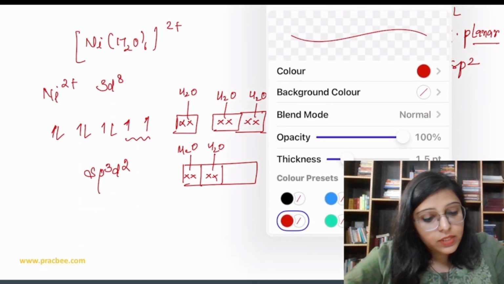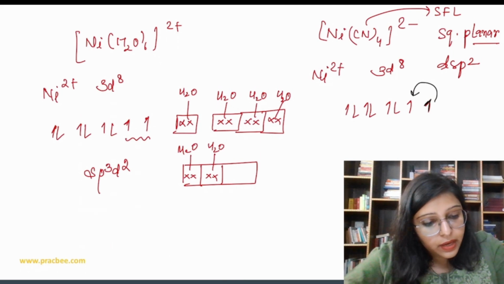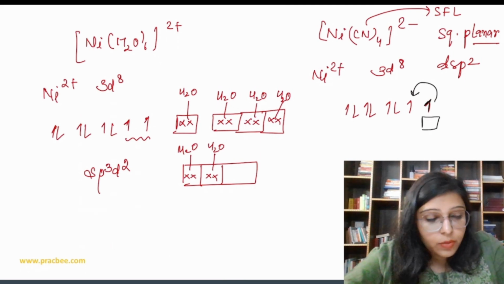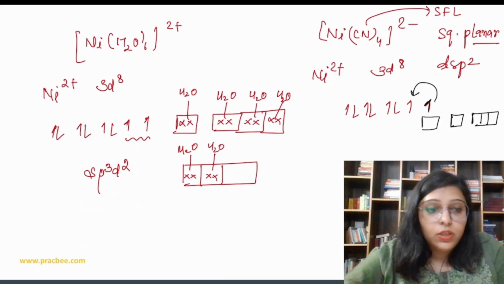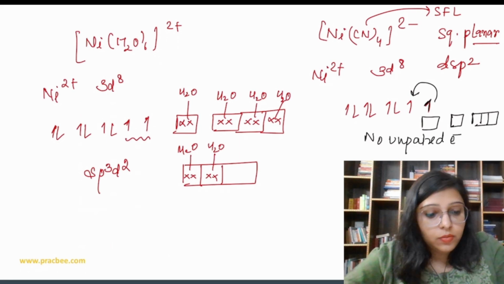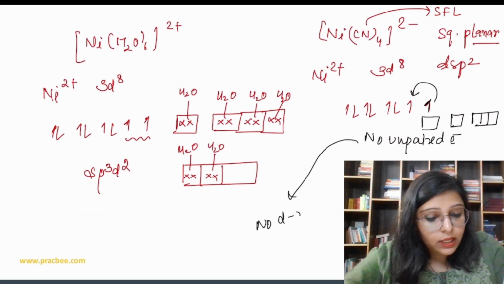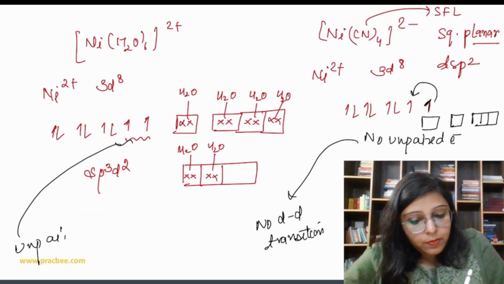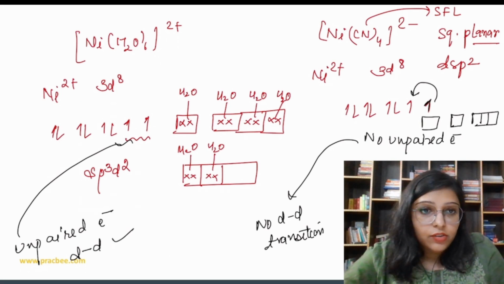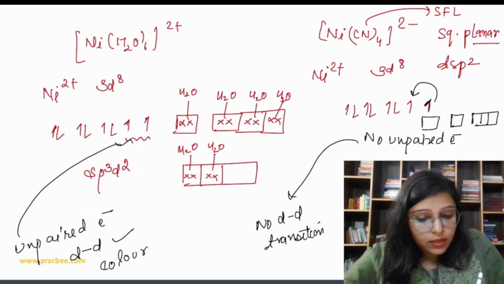Because in the presence of CN-, what happens? This electron is paired up and we have one d orbital empty, one s and then 2p. So here no unpaired electron. So no unpaired electron means no d-d transition. Here we have an unpaired electron, so we can say d-d transition is there. And if d-d transition is there, so color is there.